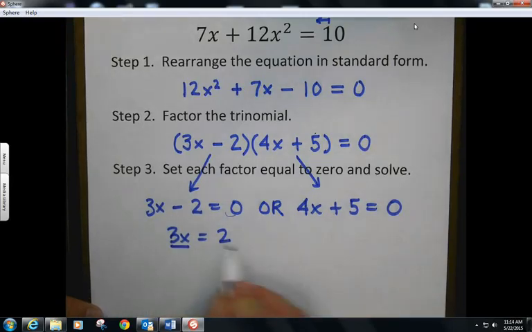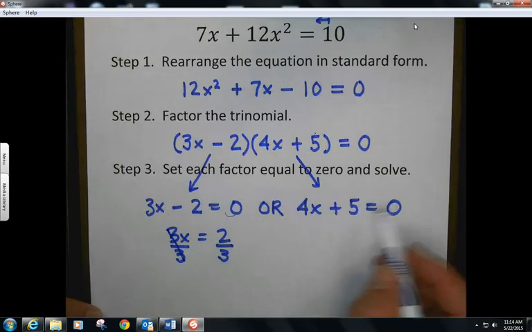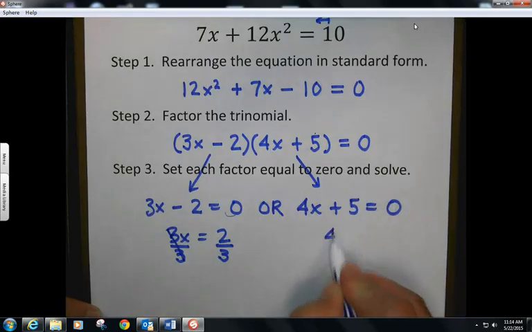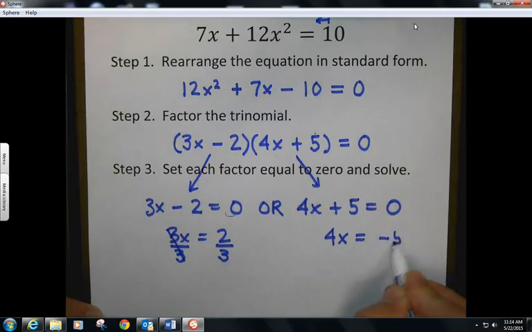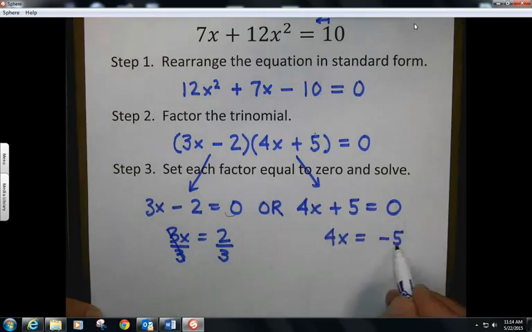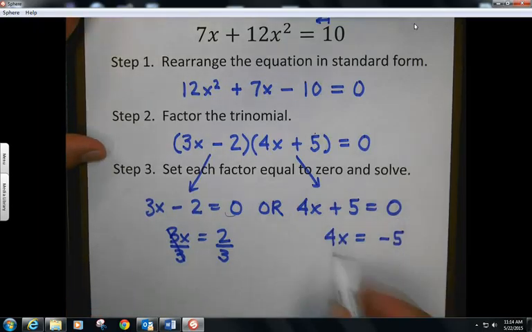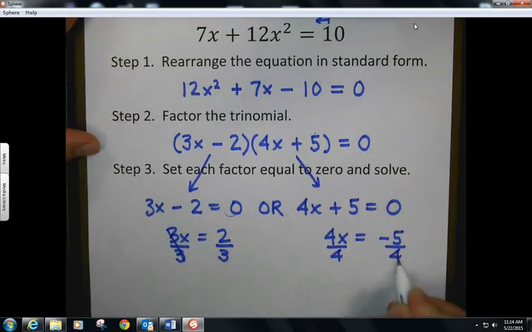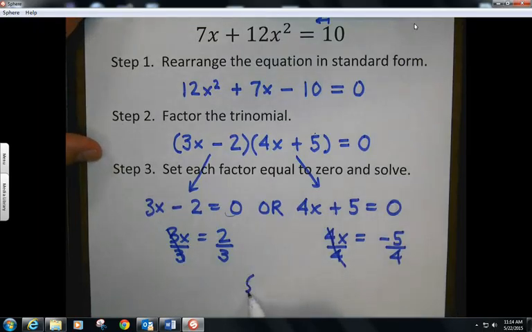Divide both sides by 3 here. And that gives us 2/3 as the first answer. On this one, we will subtract 5 from both sides. Subtracting 5 merely cancels the plus 5, and 0 minus 5 on that side gives negative 5. Divide both sides by 4, and we have our second answer. You list these answers in braces.